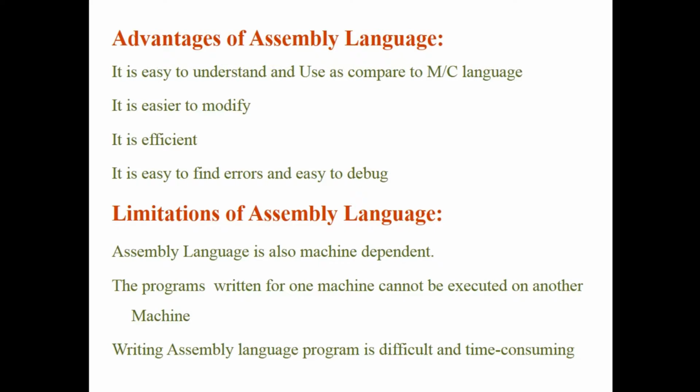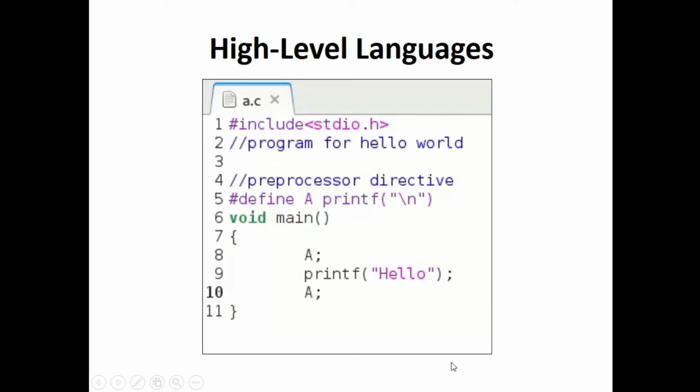A limitation of assembly language is that it is machine dependent. Whenever we switch from machine to machine, or whenever we change our processor, our assembly language will also get changed. The programs written on one machine cannot be executed on another machine, meaning we will not get the output of that program. Writing an assembly language program is difficult and time consuming.